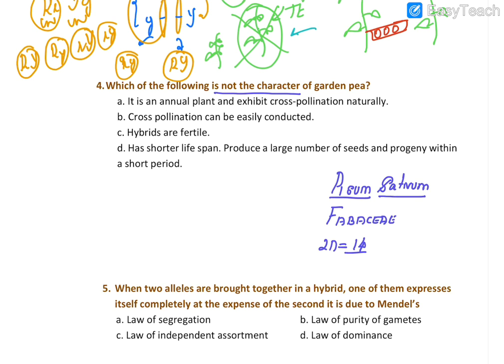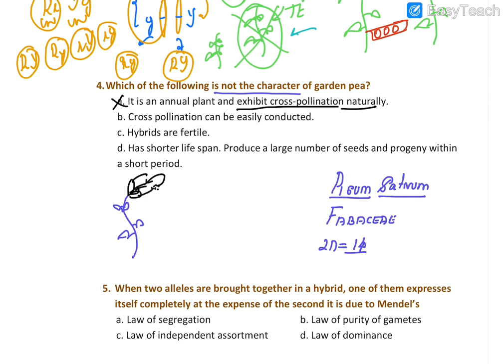Garden pea plant naturally exhibits self pollination. I hope you know about self pollination. This is the tall garden pea plant. It will be having the flower. So this represents the flower. If the pollen grains that are collected here are allowed to enter into the same gynoecium, then we call it self pollination. So it naturally exhibits self pollination, but here what they have given us is exhibit cross pollination naturally. That's why the first one is wrong.